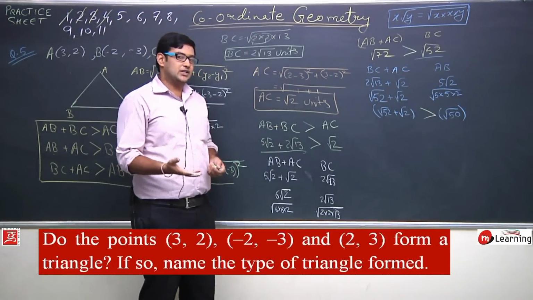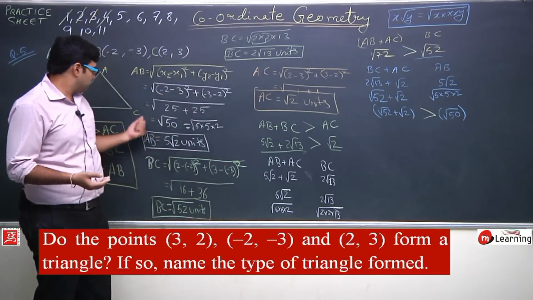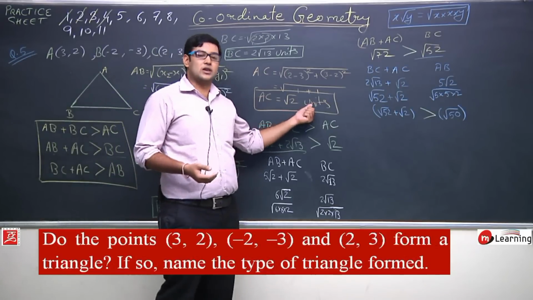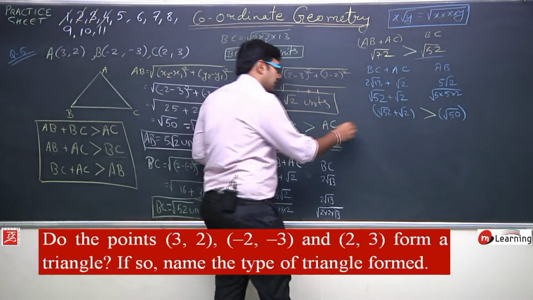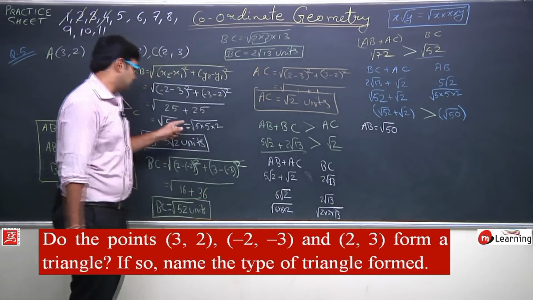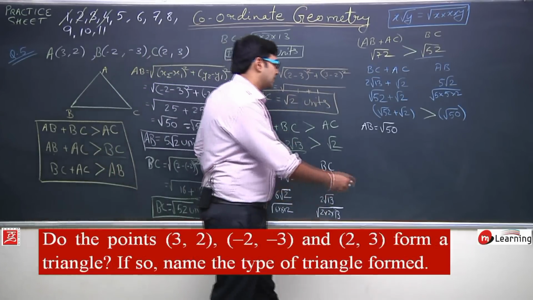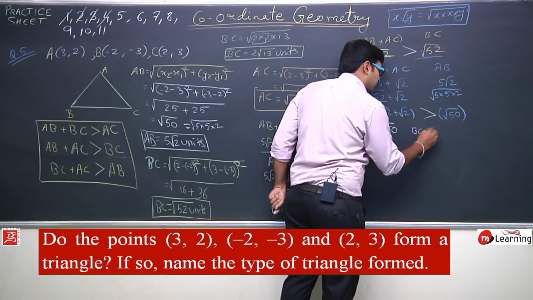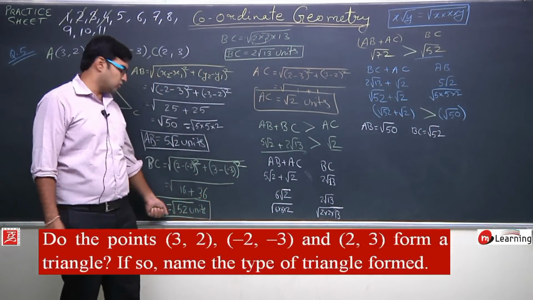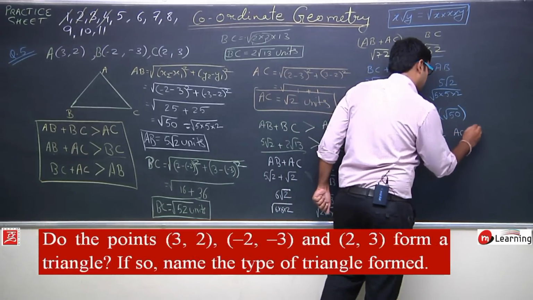So here you can see that the lengths of all the sides, that is AB, BC and AC, are unequal. Okay, length of AB is what? Length of AB is basically square root of 50. This is what we have calculated. Length of AB is square root of 50 or 5 root 2. Length of BC is square root of 52. Okay, the length of BC is square root of 52 and the length of AC is root 2.